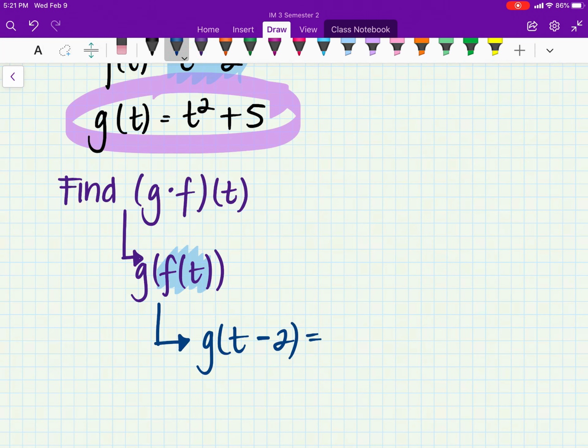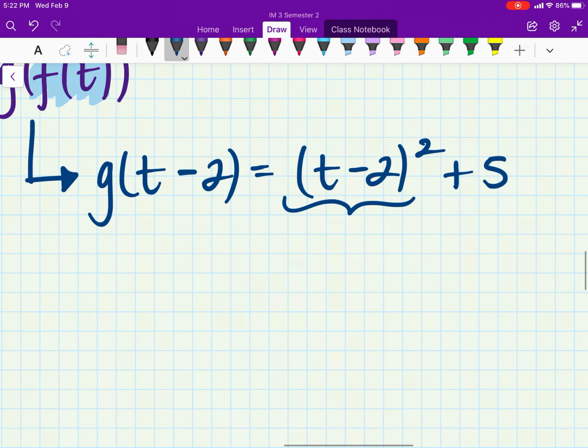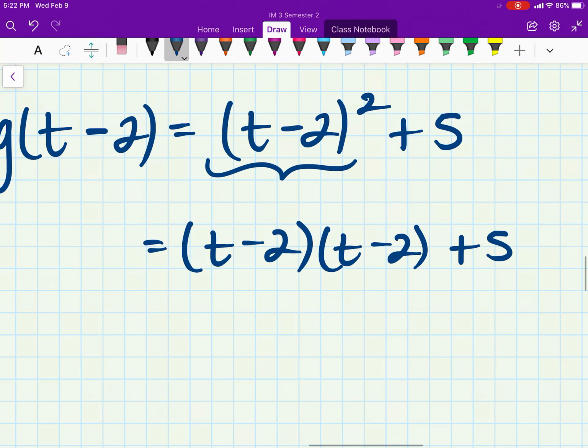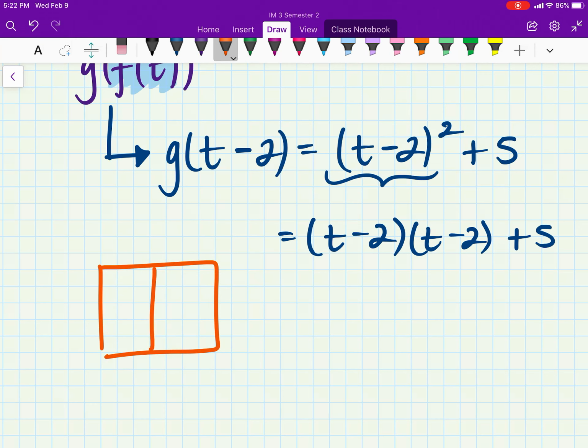So that's going to be, instead of t squared, it's going to be t minus 2 squared plus 5. Now, in this case, guys, we do need to expand this. So that's going to become t minus 2 times t minus 2 plus 5. Now, once again, I am going to be using the area model. So with the area model, we're going to build a rectangle here with 4 squares. It's like a Punnett square kind of.